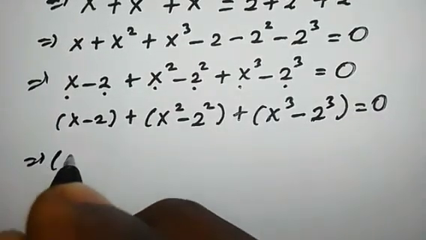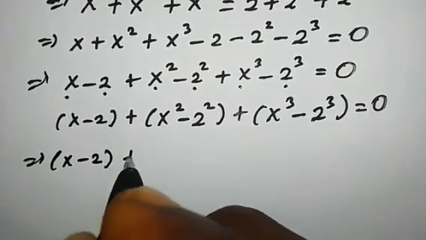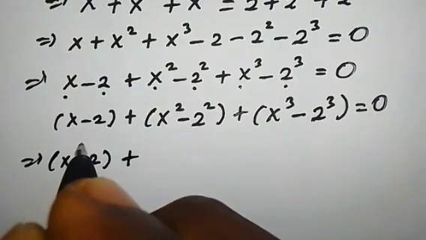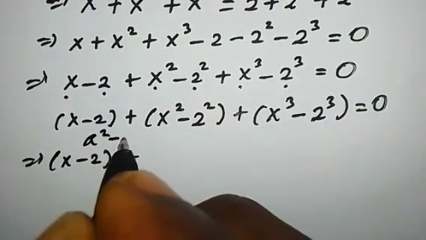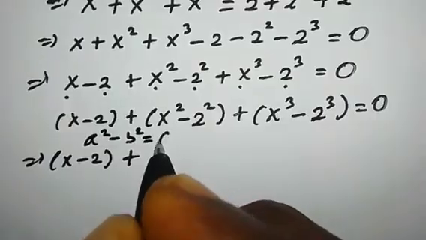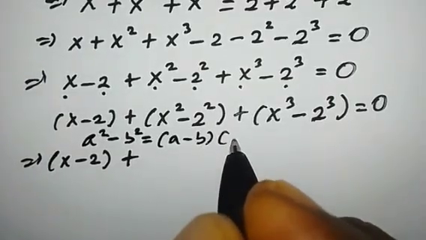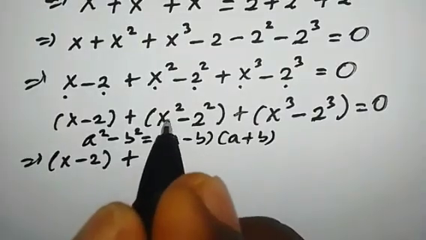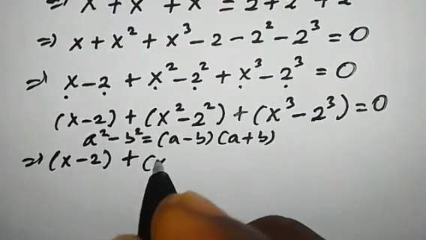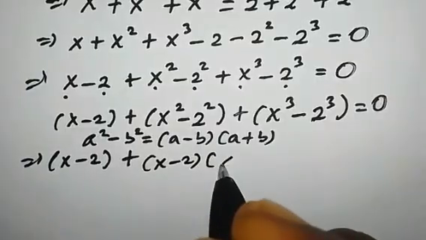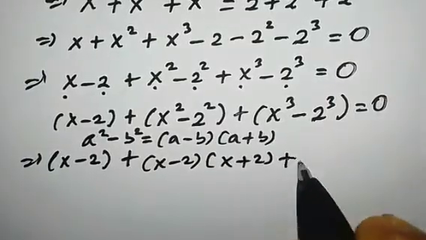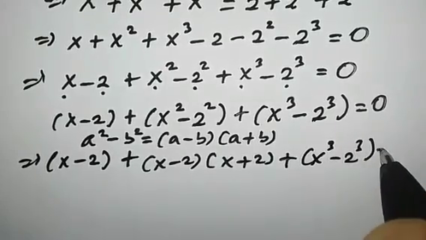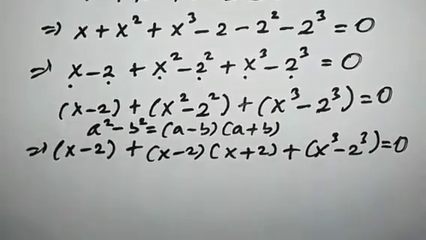This implies that x minus 2 plus. Now, recall the difference of two squares formula, which is a square minus b square, equal to a minus b times a plus b. If we apply this identity here, we have x minus 2 times x plus 2, plus x to the power of 3 minus 2 to the power of 3 equal to 0. Let's proceed further.